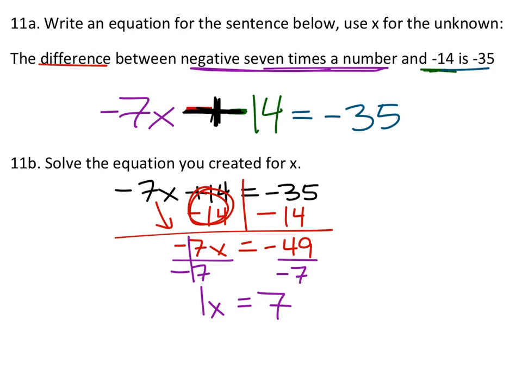Now again, we could check this one. This one won't be too bad. Negative 7 times 7 is negative 49, which is what we expected. Plus 14 is a negative 35. So x is negative 7 is the solution.